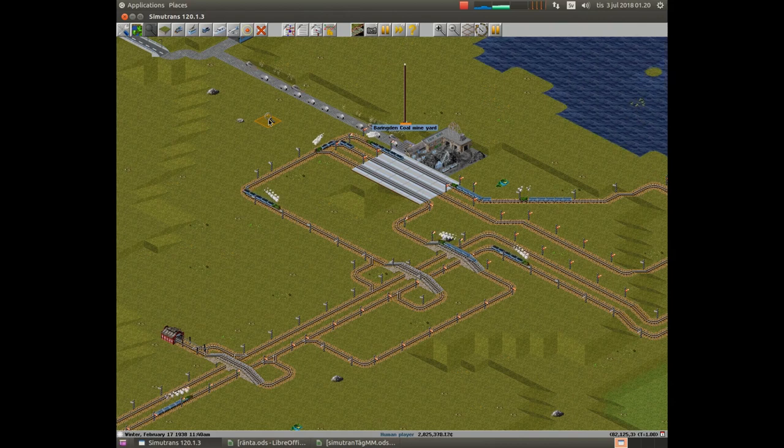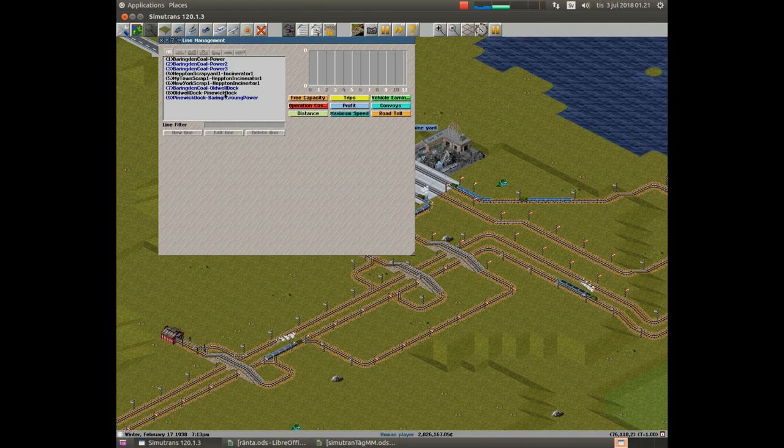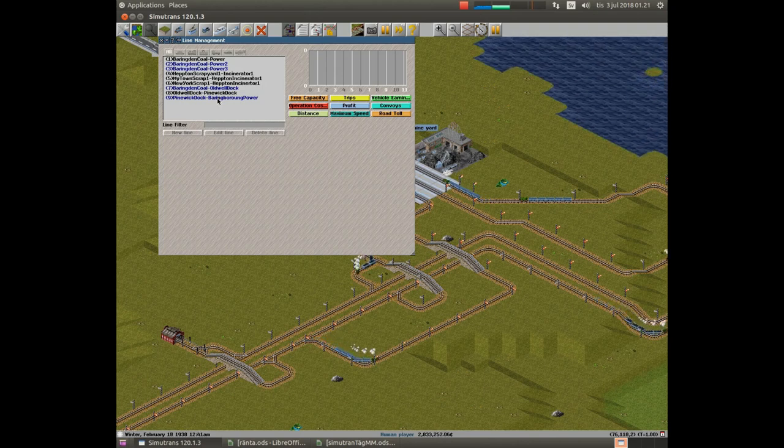We start by taking a look at the line manager. There are three primary colors. Red means something is wrong. Black, as you see here, means everything is all right. And this blue color shows up from time to time.